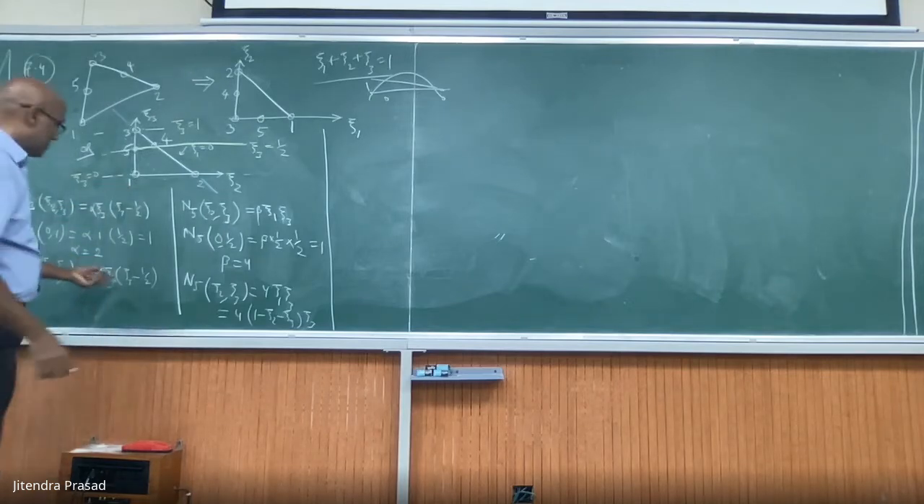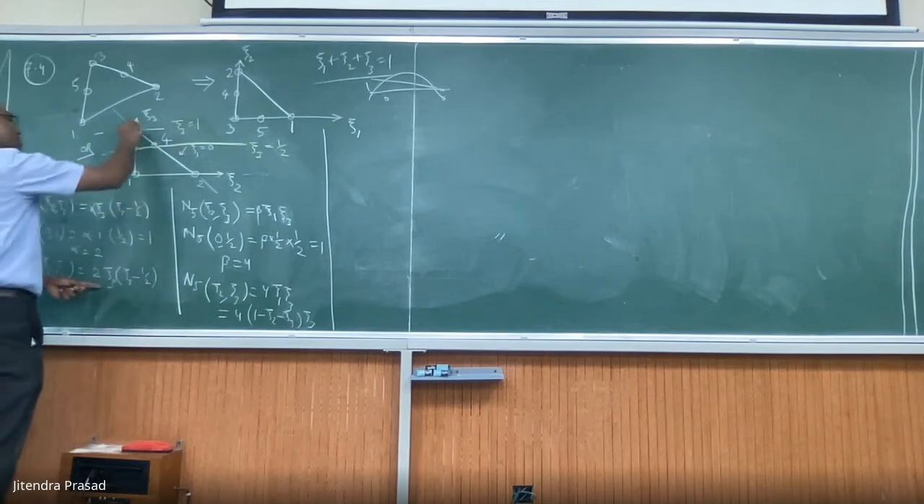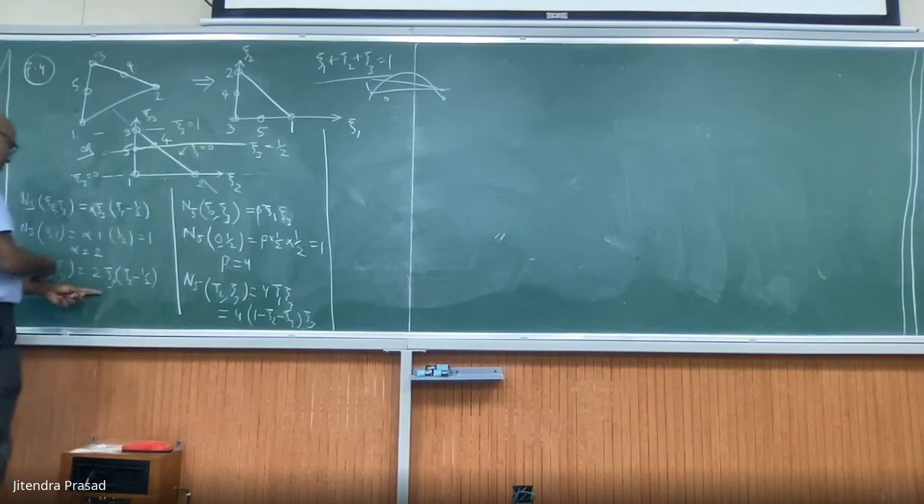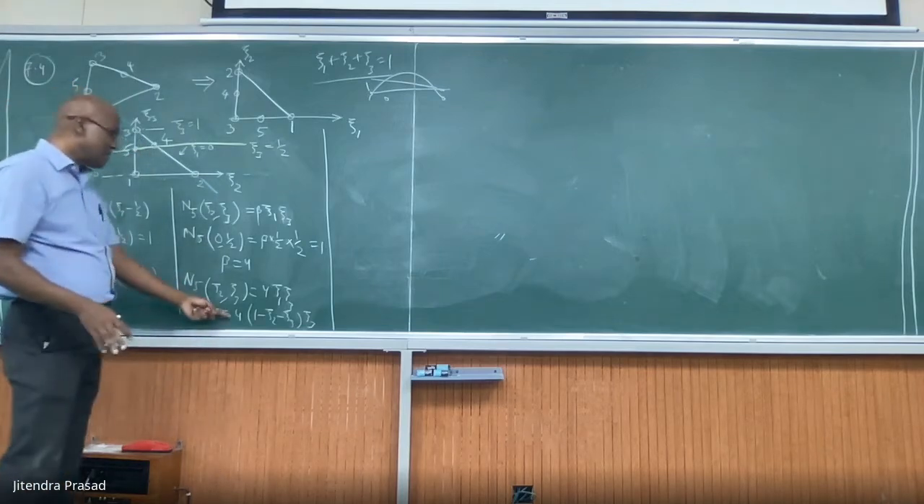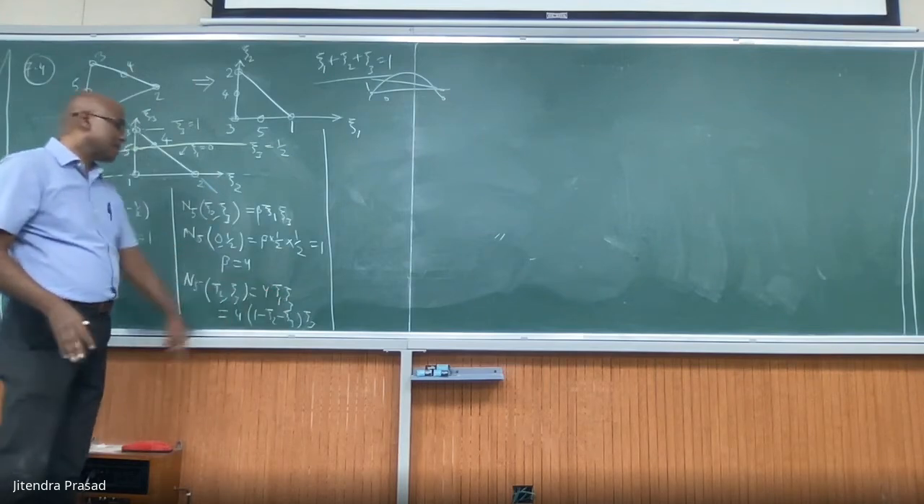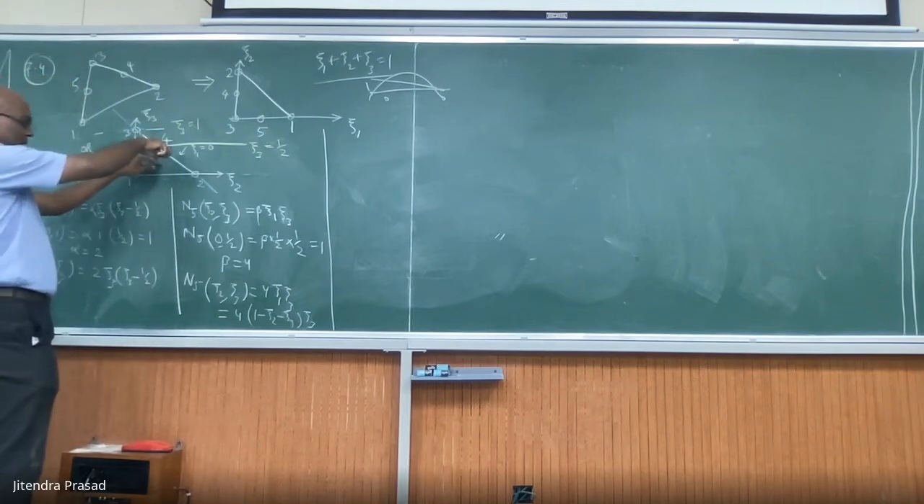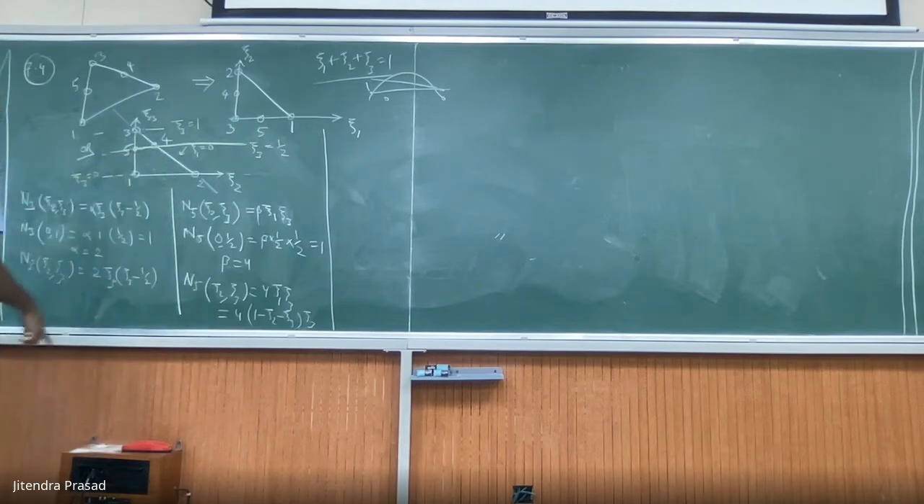Whether you go from here to here, it is quadratic, or you go from here to here, N3 is still quadratic, because for them Xi3 is not 0, and hence it will go like this. For N5, if you see, what happens? This is Xi1 and Xi3. So then this is N. Xi1 is 0.